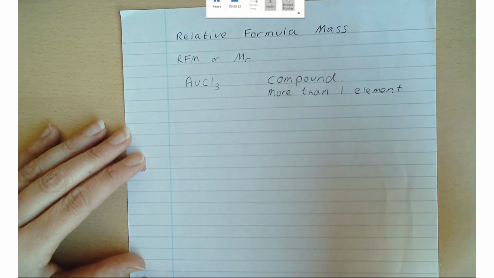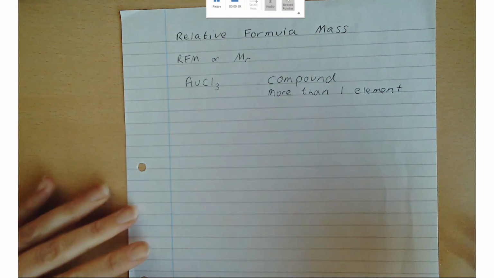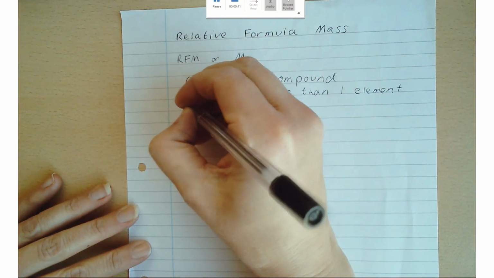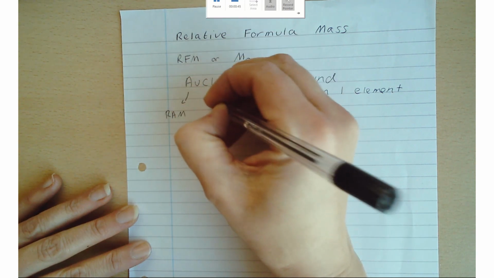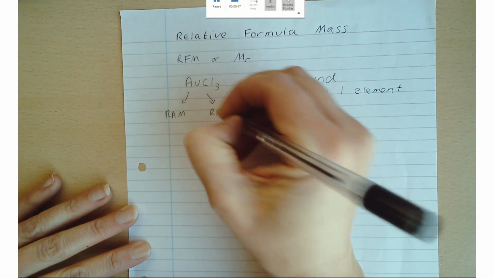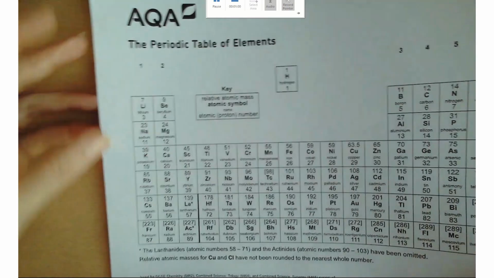So what I need to do is calculate the mass of the overall compound using the separate relative atomic masses for gold and chlorine. A lot of the questions will give you the relative atomic masses in the question. In case they don't, you will need to refer to a copy of the periodic table.